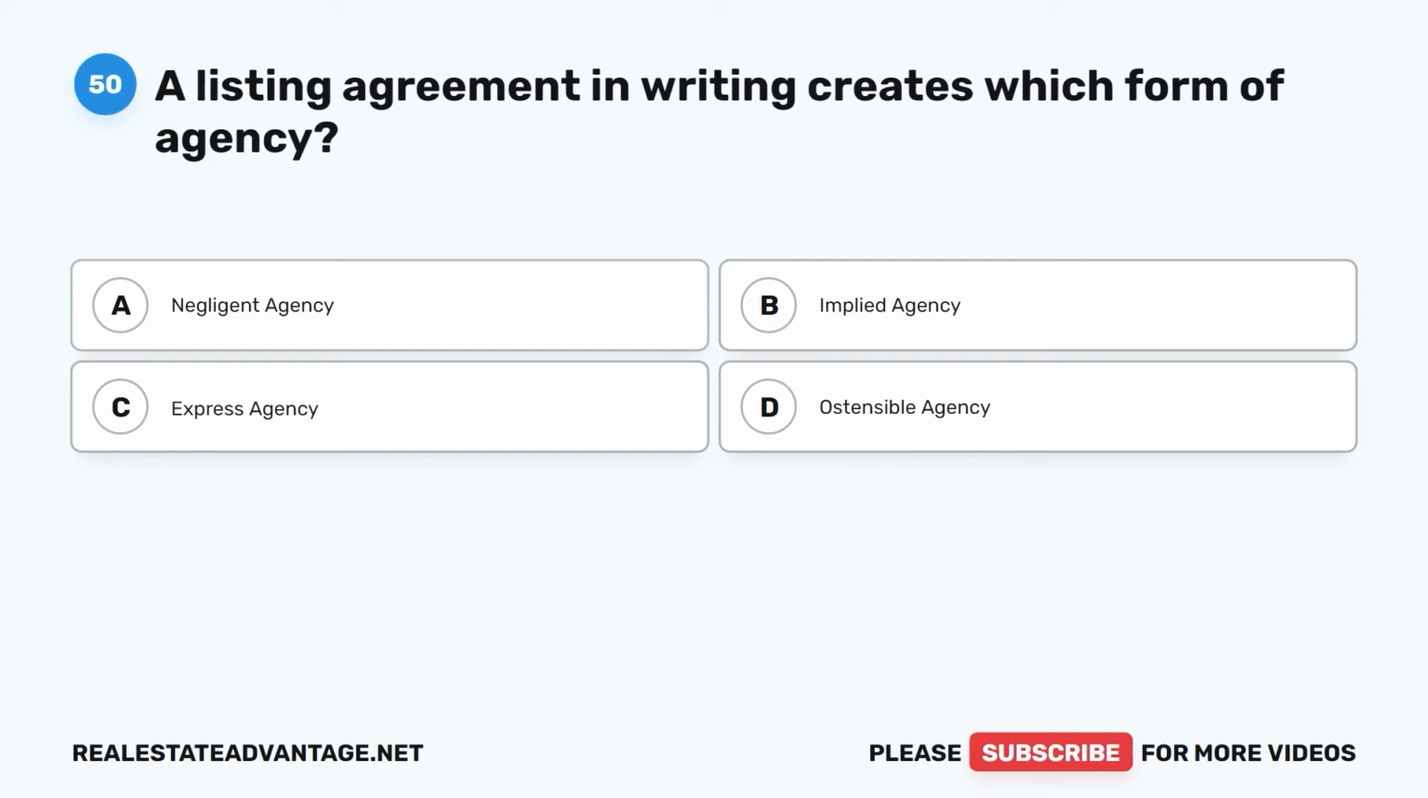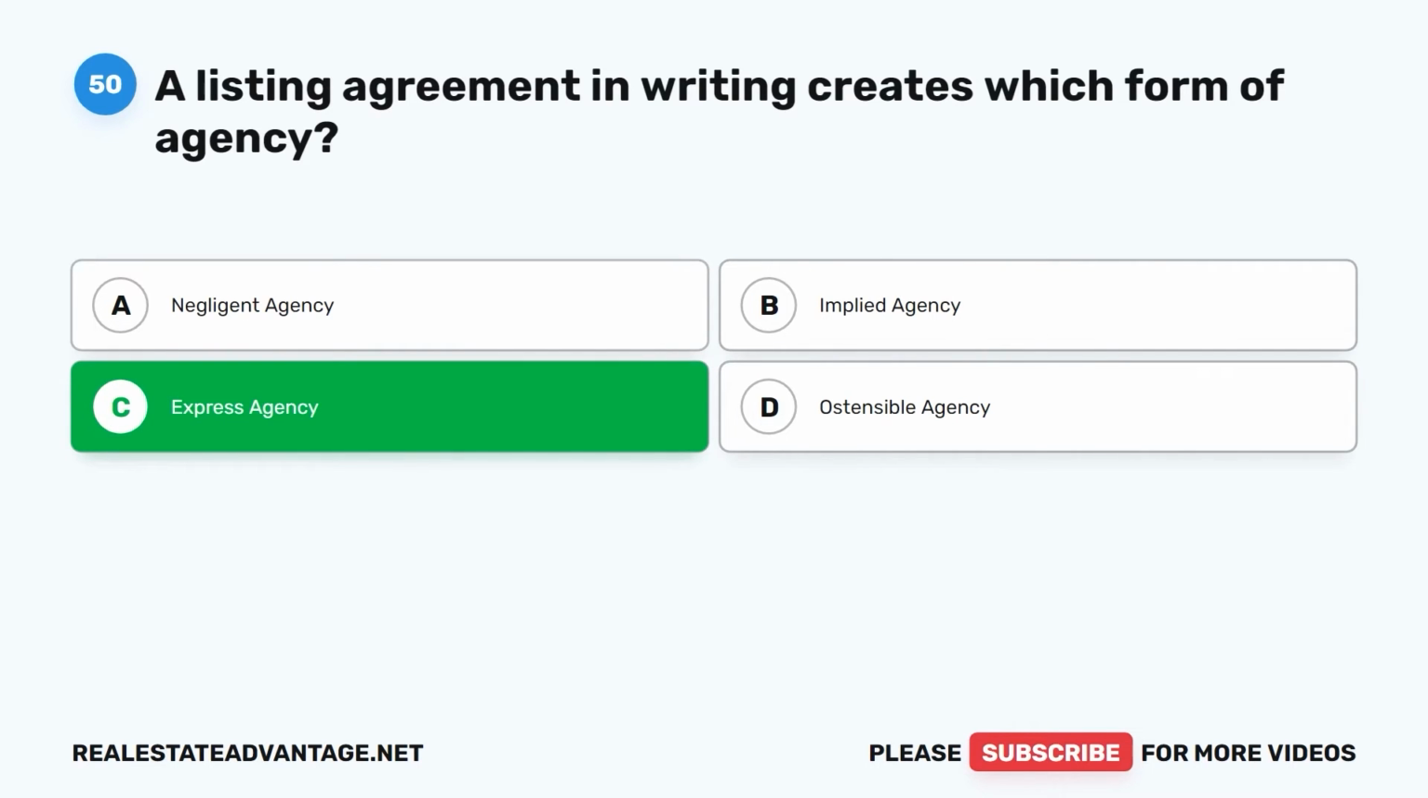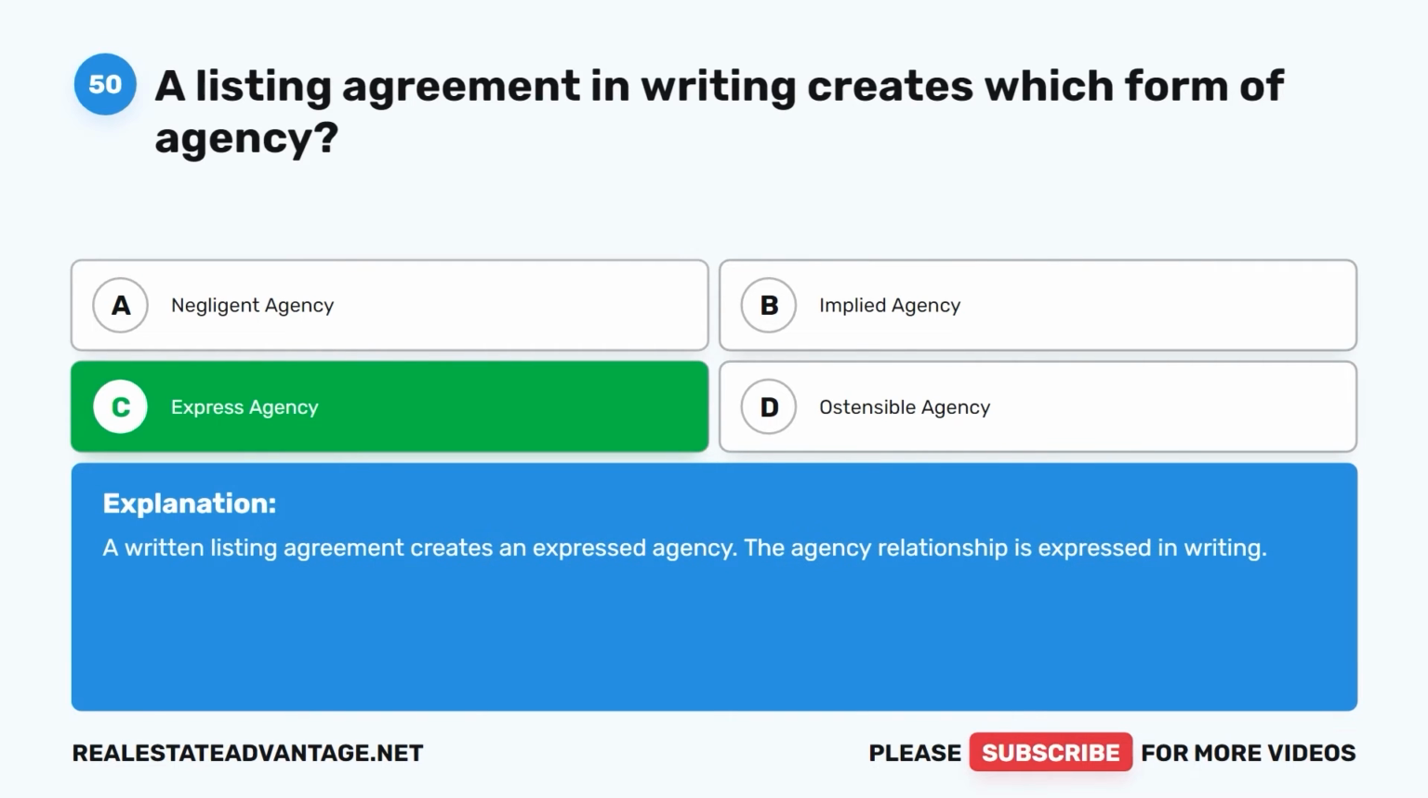Question 50. A listing agreement in writing creates which form of agency? A. Negligent agency. B. Implied agency. C. Express agency. D. Ostensible agency. The correct answer is C. Express agency. A written listing agreement creates an expressed agency. The agency relationship is expressed in writing.